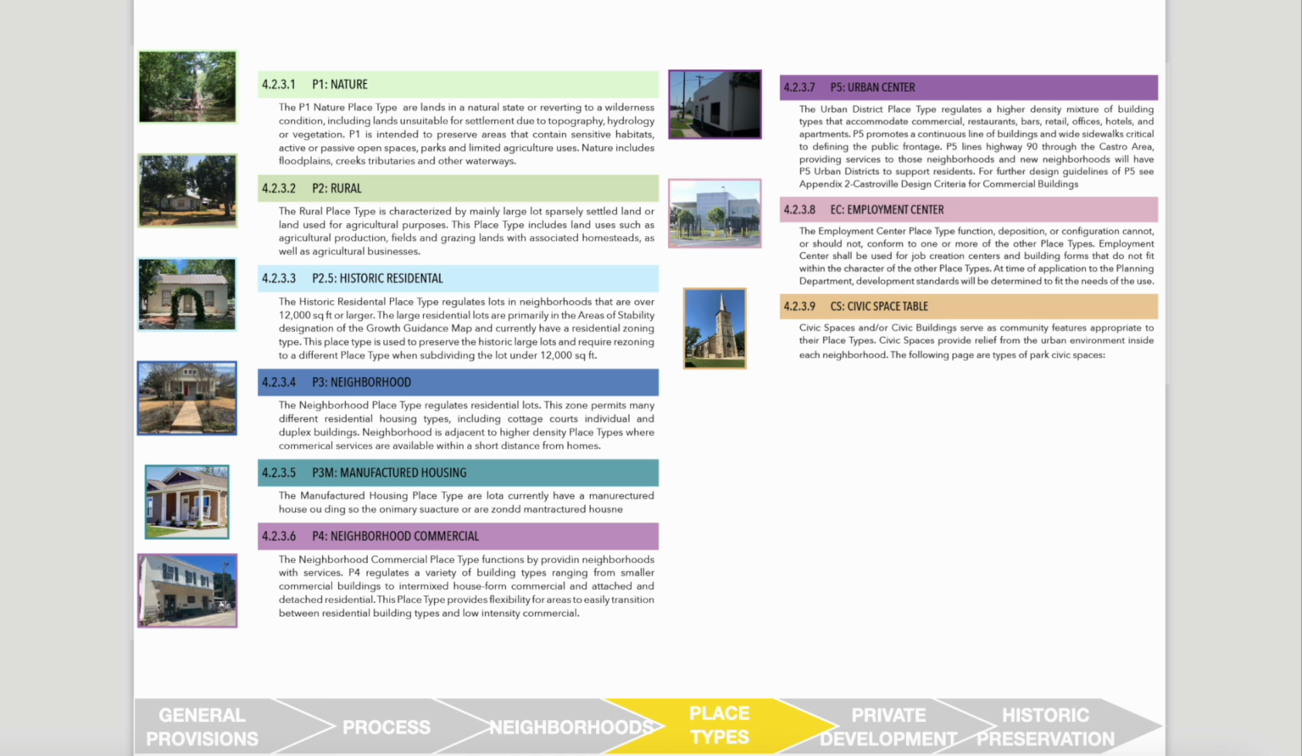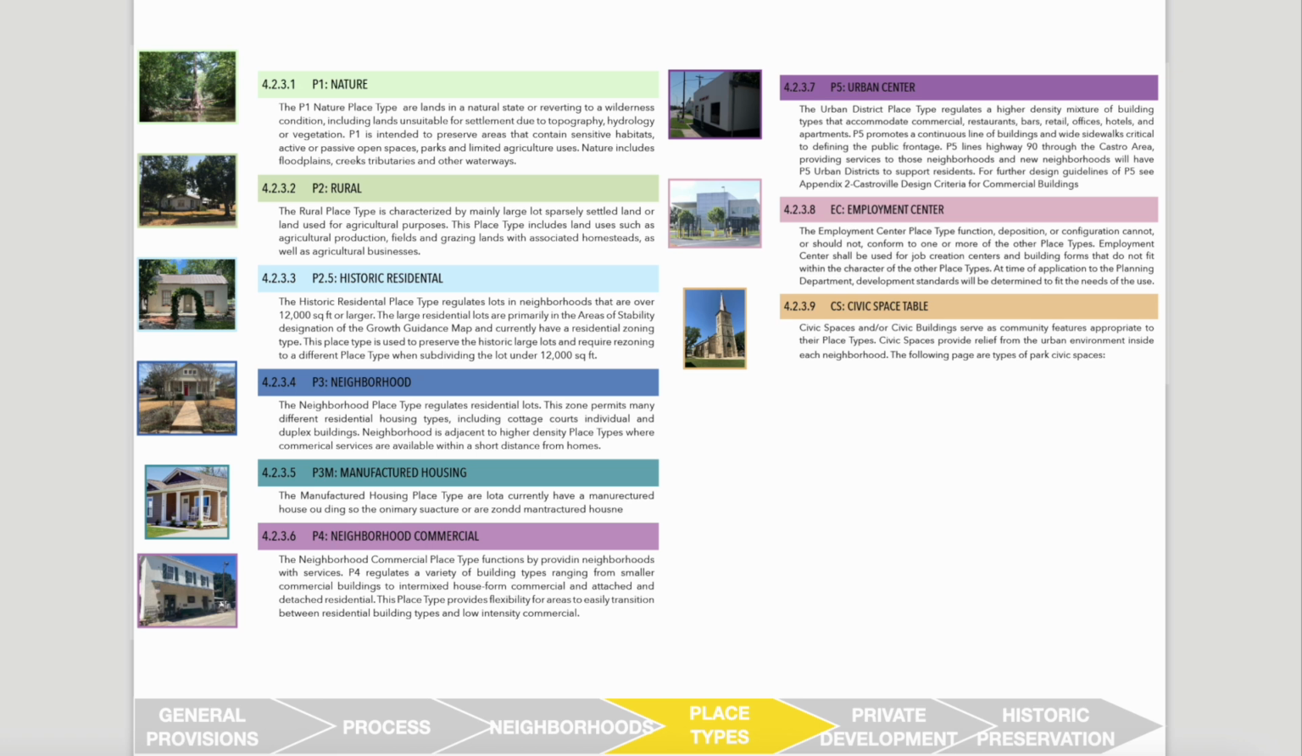P2 is large agricultural land used for agricultural production or larger homesteads outside of central Castroville. P2.5 are the historic residential large lots that are characteristic of the Castroville area. These will maintain the large lots as well as a building form seen in the historic structures. P3 neighborhoods is a general neighborhood type allowing for a larger diversity of housing types than is seen in the historic residential, but serving a neighborhood context and not allowing for commercial development.